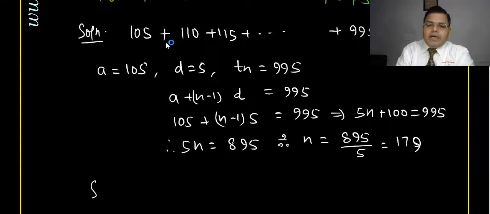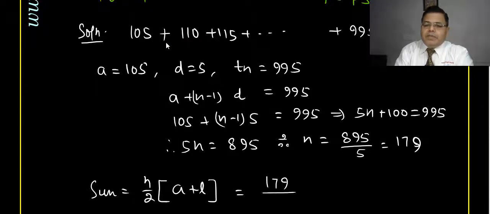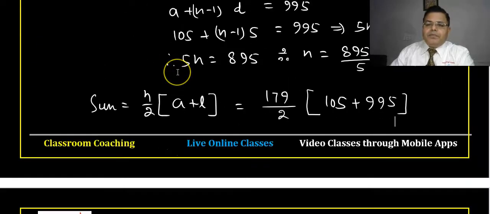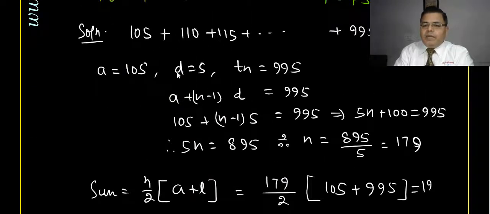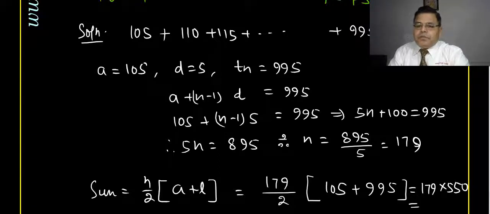Now the sum. The required sum is n by 2 into (first term plus last term), and therefore we put 179 by 2. The first term is 105 and the last term is 995, so it will be 179 by 2 into 1100. So 179 into 550, because 1100 divided by 2 is 550, and that will be 98,450.